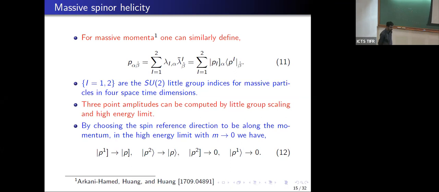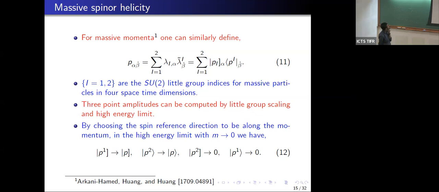Yeah, I don't know, maybe it's not going to be important. I just want to use this as an SU2 little group, of course, acting on the spinor indices, right? The little group is a Lorentz transformation matrix, right? So that should act on the alpha beta.